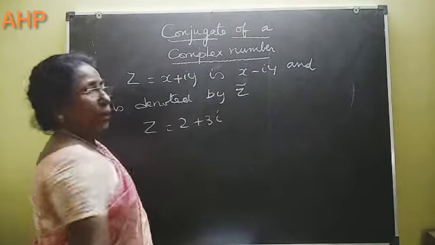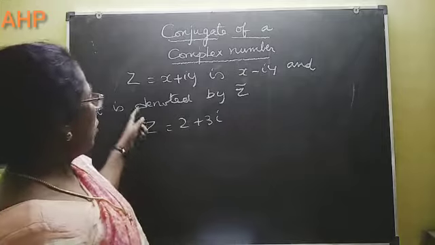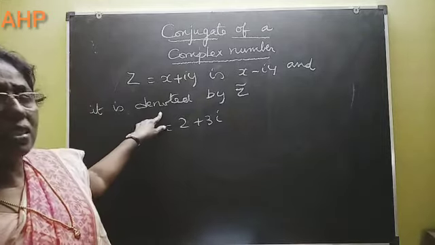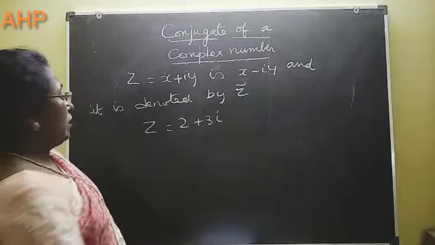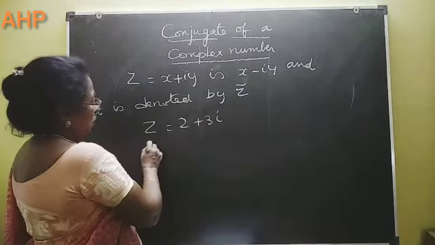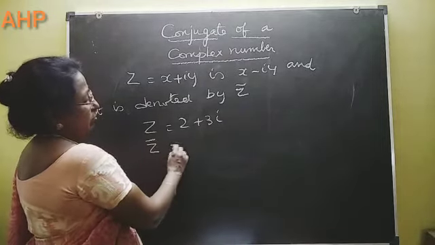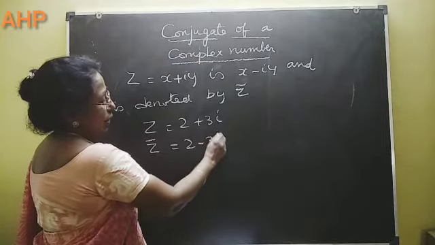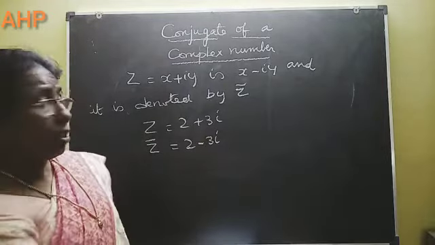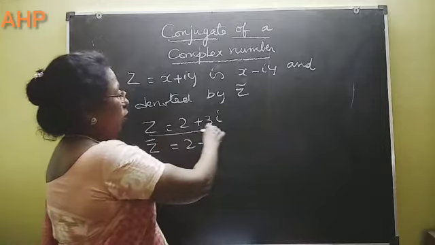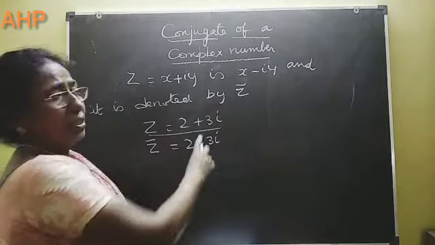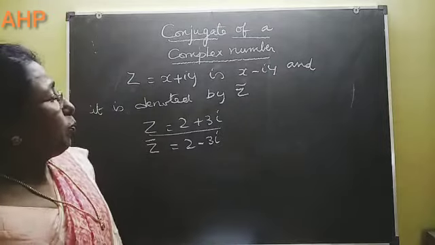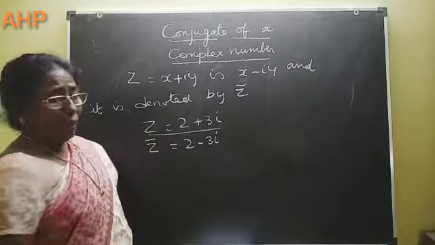is a complex number. To get the conjugate of this number, it is simply replace i by minus i. So this will be z bar is equal to 2 minus 3i. This 2 minus 3i is the complex conjugate for the complex number z is equal to 2 plus 3i. Now let's see the properties of conjugate of a complex number.